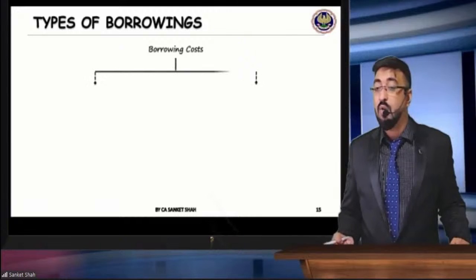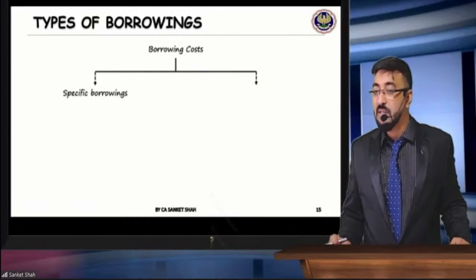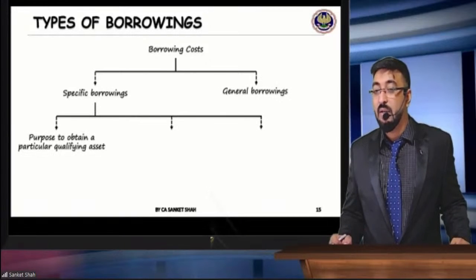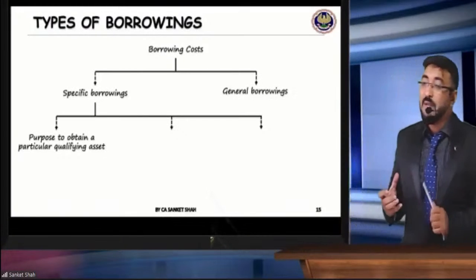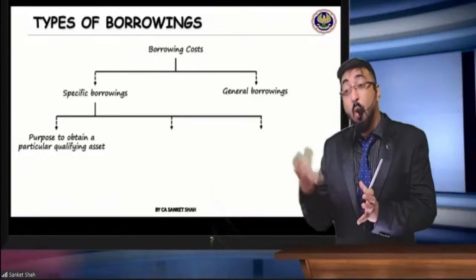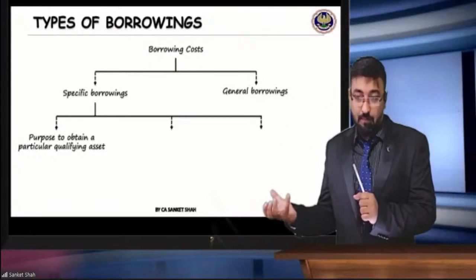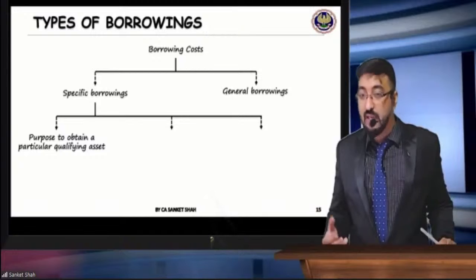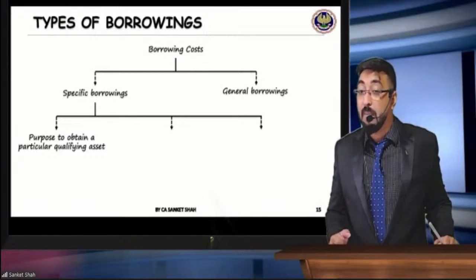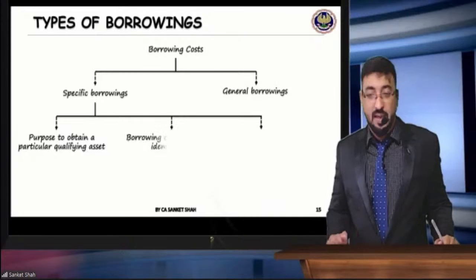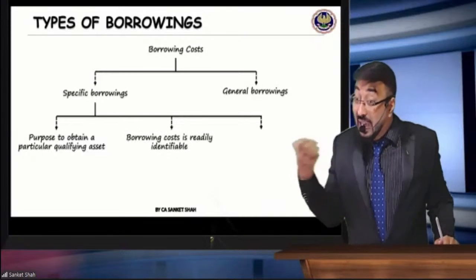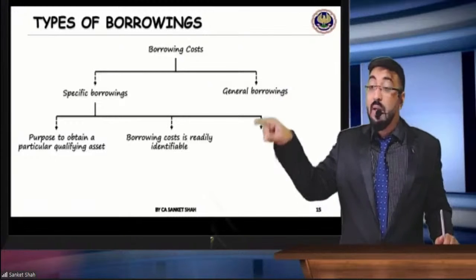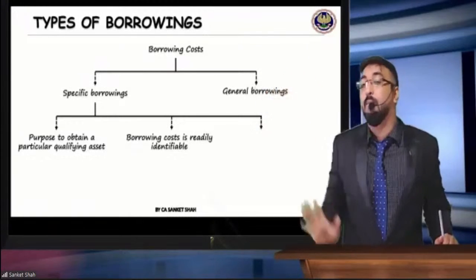So write down, borrowing cost, we will divide it in 2 parts. One is specific borrowing and one is general borrowing. Specific borrowing, once again, we will divide it in 3 parts. What is the purpose? Specific borrowing means you have specifically borrowed only for that qualifying asset. For example, suppose I borrowed rupees 3 lakhs for construction of shed, that is a specific borrowing. So the specific borrowing purpose is always to obtain a qualifying asset. You can directly identify the borrowing cost with specific borrowing. So that asset is financed only from specific borrowing.